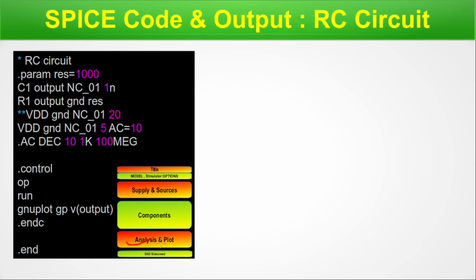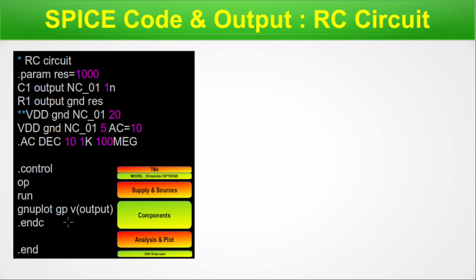Next is the analysis and plot. The analysis is here. It is the AC analysis. So AC has its own nature of defining. So it is a decade. We will go into the detail of this kind of analysis later in some other episodes. There we will go into detail on how the AC is defined and what the different components of AC or transient or DC are. So you have to wait for that. Here we will not go into that much detail.